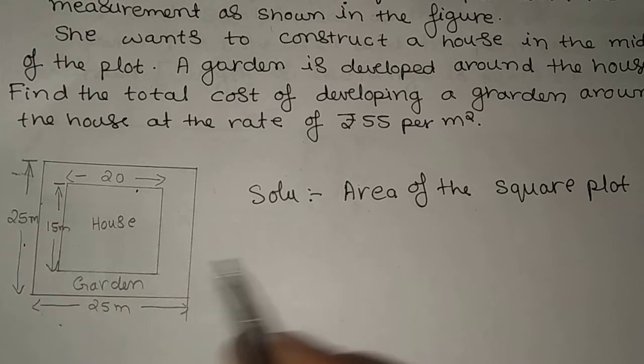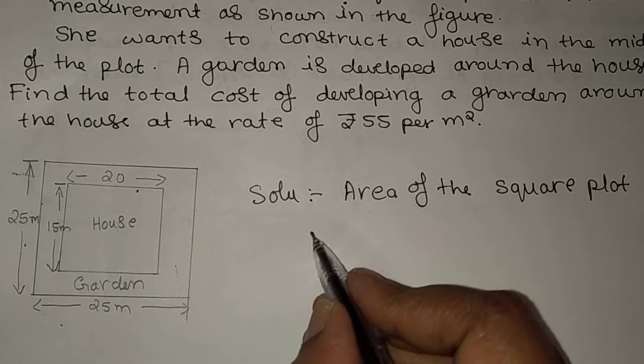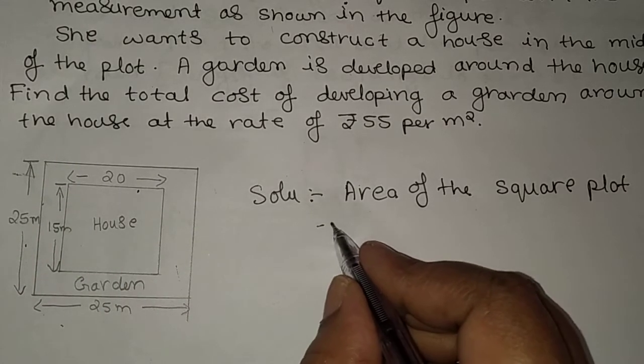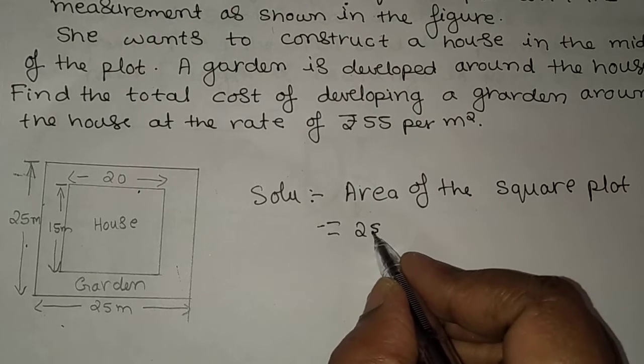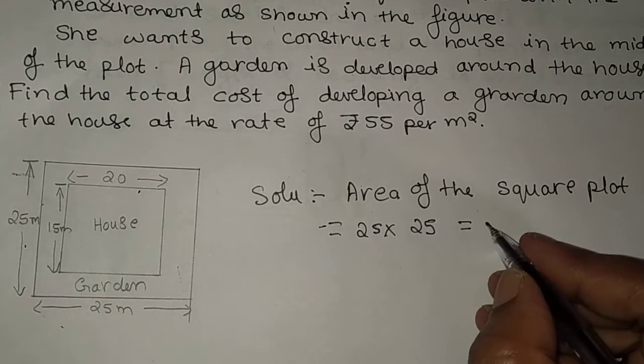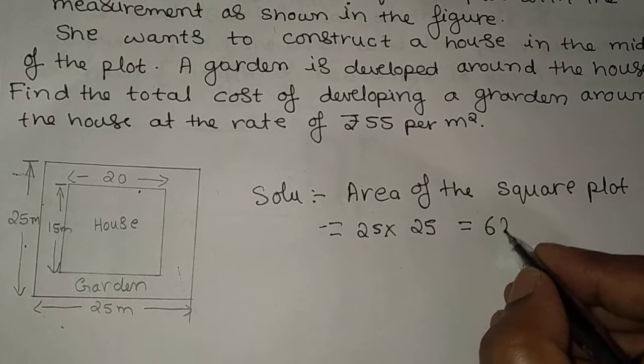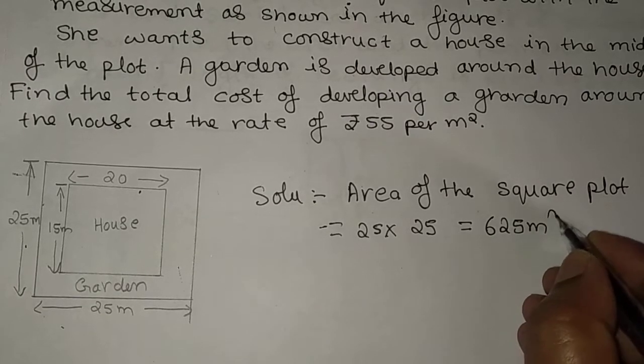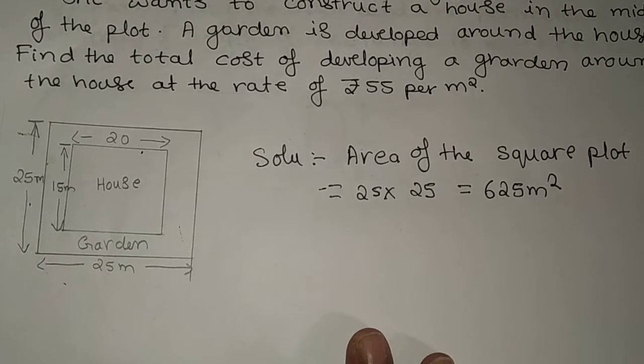Is equal to 25 into this one. Outer part we have to take. We have 25 into 25, which is equal to 625 m square. This is the area of the square plot.